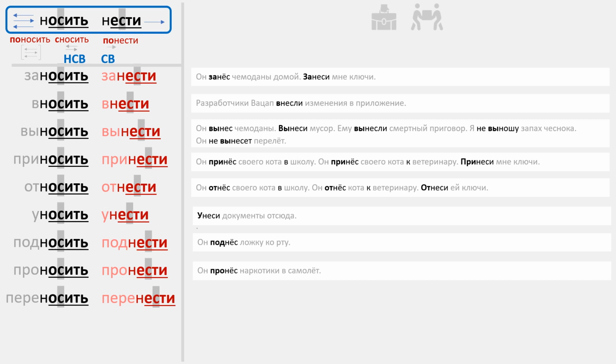Переносить, перенести can also be used interchangeably with выносить, вынести when speaking about tolerating or enduring something or somebody. I can't stand this woman can be translated as я не выношу эту женщину or я не переношу эту женщину. He won't survive the flight can be translated as он не вынесет перелета or он не перенесет перелета.